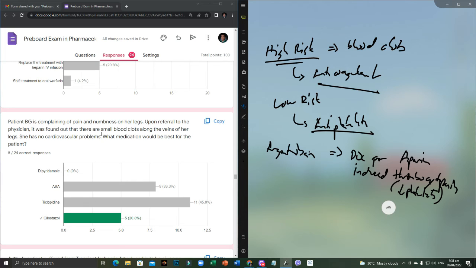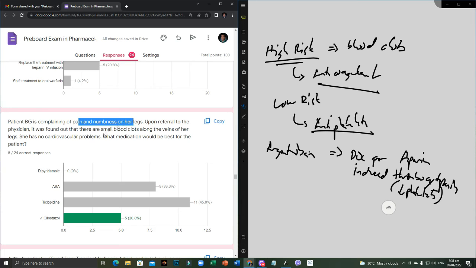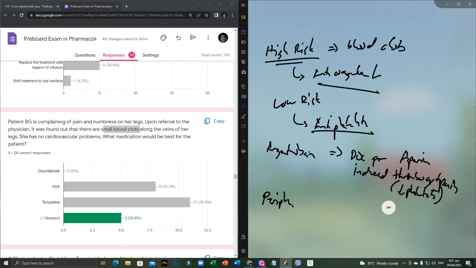Now, class, all of these medications can be used for the patient. This is what we call class her condition, patient BG's condition, wherein there is pain and numbness on the legs and there are small blood clots. We call this peripheral claudication, which is a condition class wherein there are small blood clots in the legs.